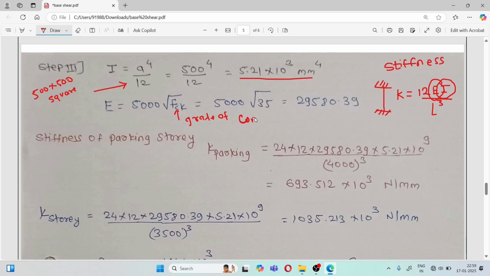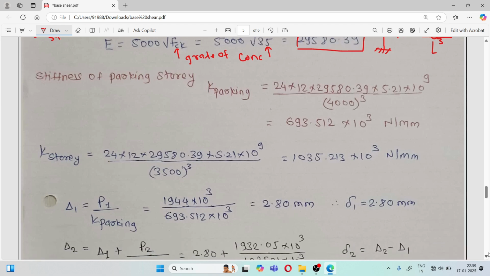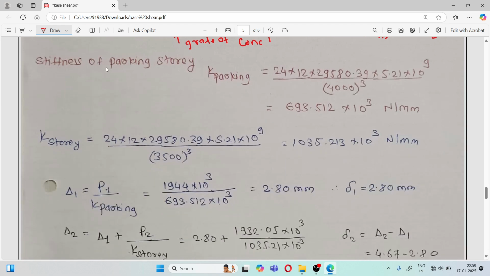So grade of concrete is given, which is 35. So you will get the value for E also. Okay, so let's move ahead. I hope everything is clear. Now, as I showed you, the formula is 12 upon L cube.